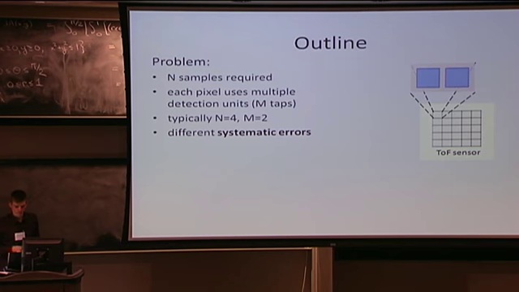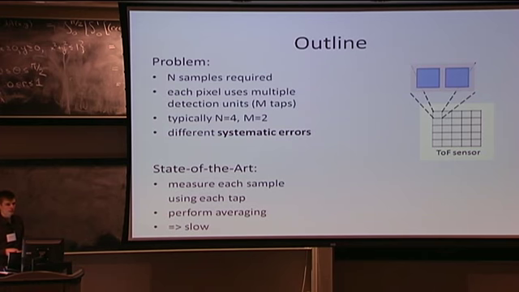A typical implementation is that 4 measurements are required and sensors are used which employ 2 detection units per pixel. The problem now is that these different detection units suffer from different systematic errors, and these differences introduce distortions in the reconstructed depth map. The state-of-the-art technique to prevent these distortions is to measure each necessary sample by use of each of the taps separately and then to perform an averaging. This is slow because more or less the same information has to be acquired multiple times.